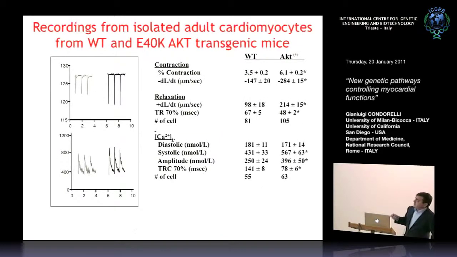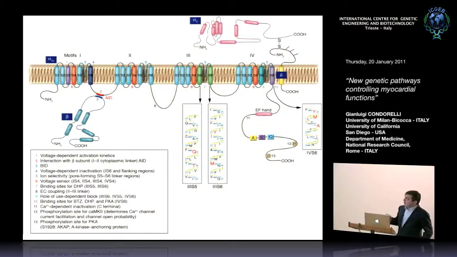So this is isolating the adult myocytes from these transgenics. We found that these cells, when they are isolated, contract more and they have higher calcium transients. So there is more calcium metabolism in the cell. And so we started to focus on the L-type calcium channel, and we asked whether the L-type calcium channel was affected by AKT in terms of activity, so that means the amount of calcium that entered the cells through the L-type calcium channel.